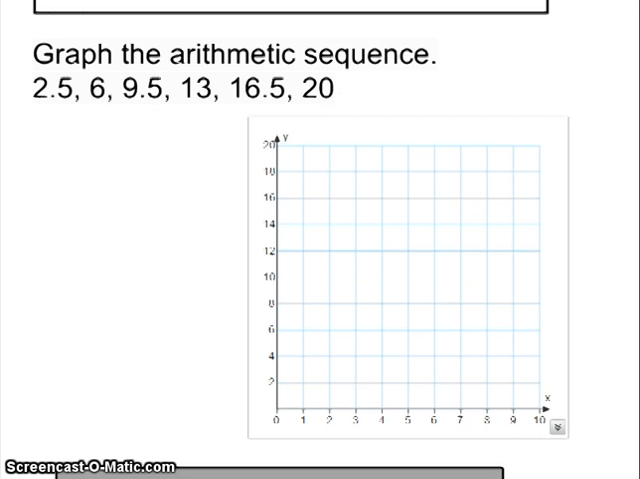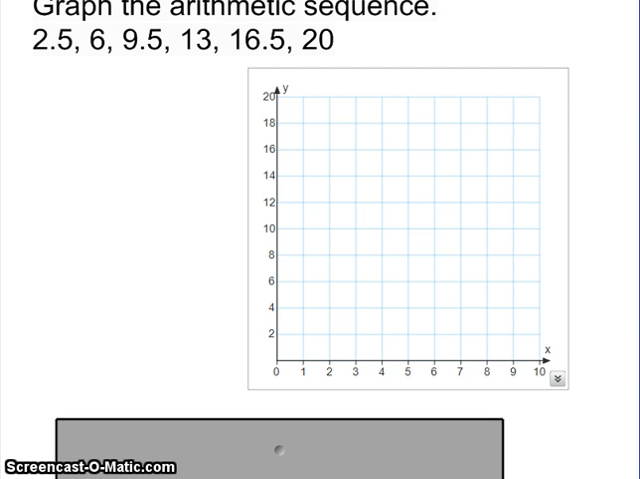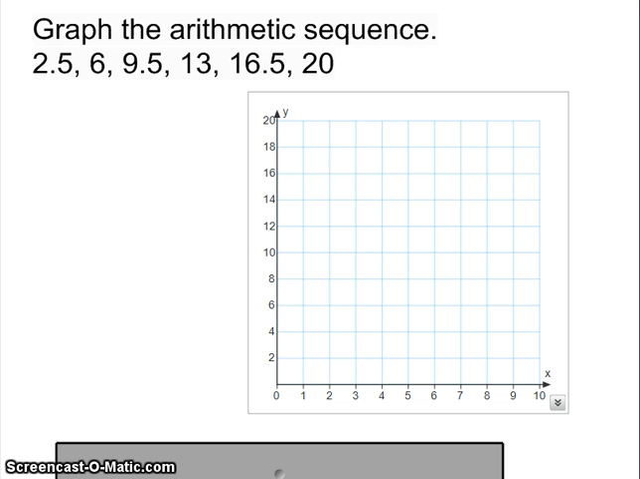So the first term is 2.5. So we've got x coordinate of 1, y coordinate of 2.5. The second term is 6, so 2, 6. The third term is 9.5. And then 4, 13. 5, 16.5. And 6, 20.